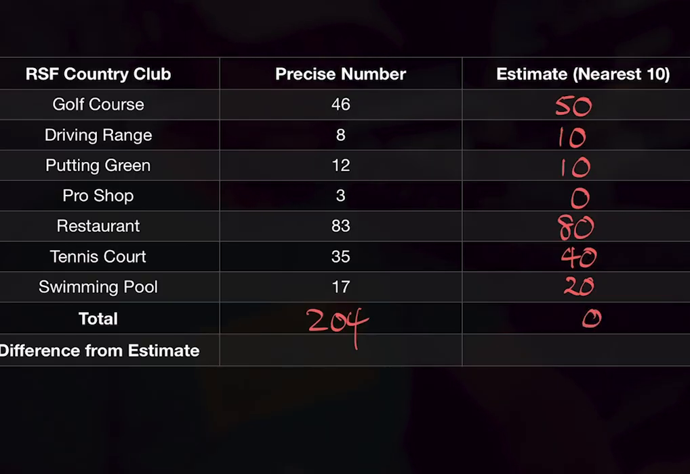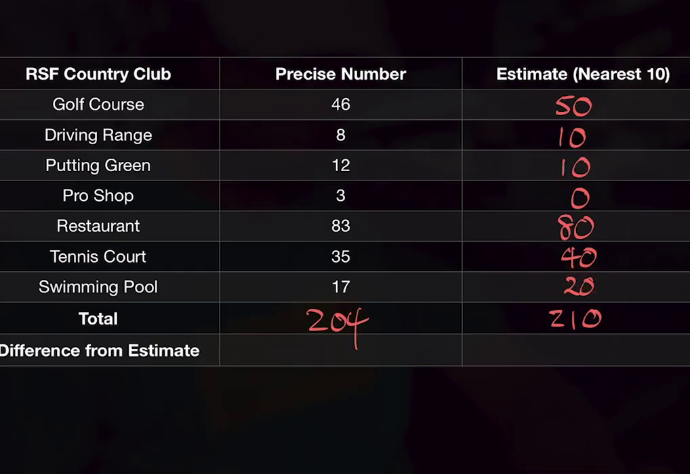I can start by putting a 0 in the ones place because I know that all multiples of 10 end in 0. And for the tens, let's just count how many tens there are. 5 plus 1 is 6, plus 1 is 7, plus 8 is 15, 15 plus 4 is 19, 19 plus 2 is 21, meaning that there are 210 people according to the estimation.